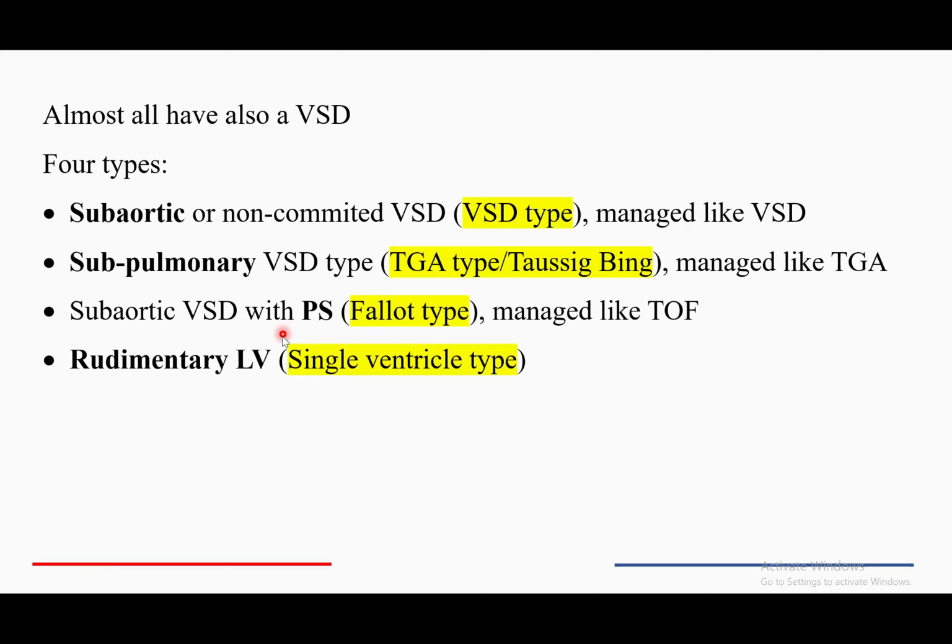There are 4 types of DORV, depending upon the position of the VSD and other factors. So the position of the VSD determines at least 2 types of DORV.